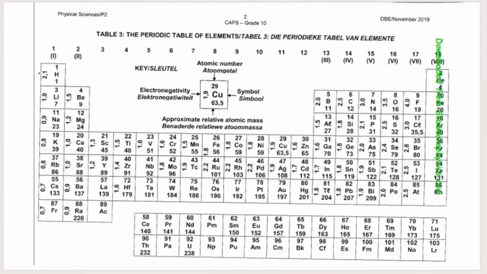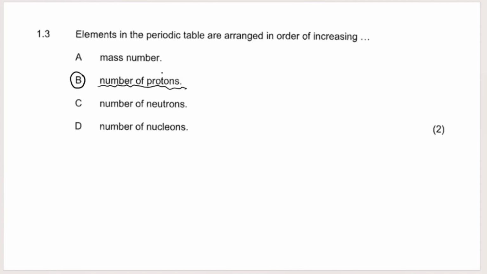If we look at the periodic table, you should have learned that the periodic table is arranged in the order of the increasing atomic number. So 1, 2, 3, 4, 5, 6, and so on. The atomic number is equal to the number of protons.